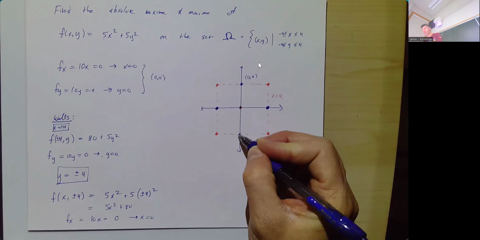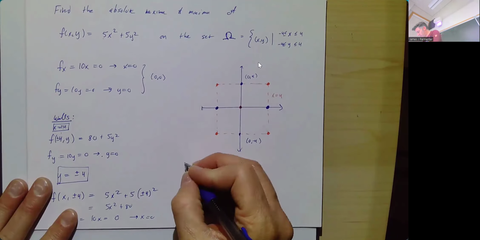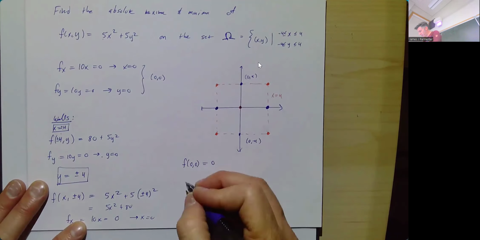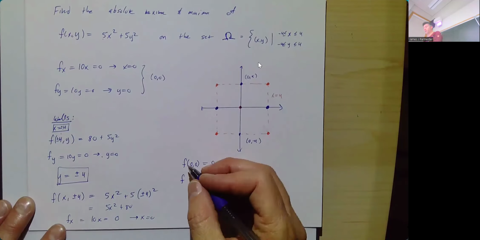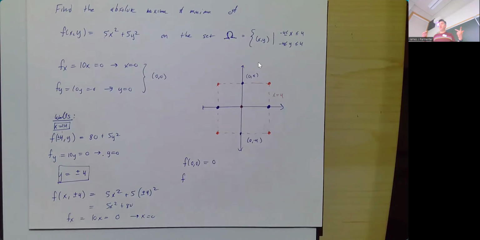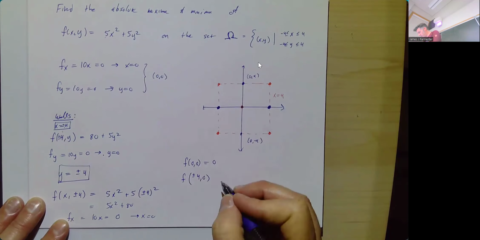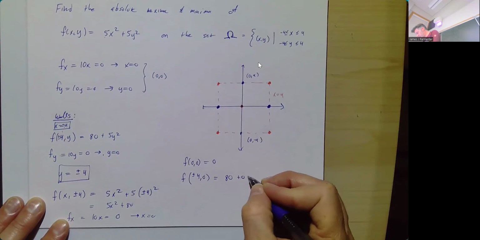And then after you find all those potential places where you have an absolute max and absolute minimum, you have to plug them all into the original function. So if I plug in 0, 0, I'm going to get 0. I'm gonna cut my work a little bit short here, because I know that if I plug in +4 or -4, you still get the same result. If I plug in a plus or minus 4 for x and a 0 for y, I'm going to get 5 times 16, which is 80, plus 0, which is 80.